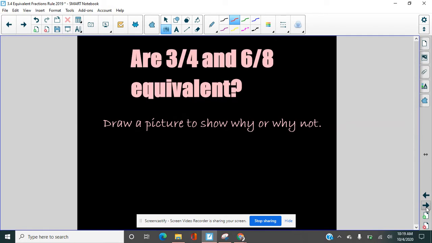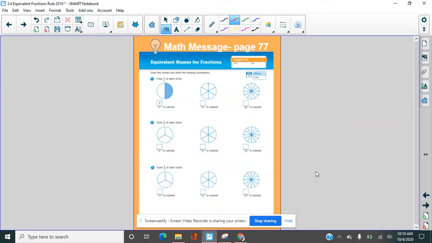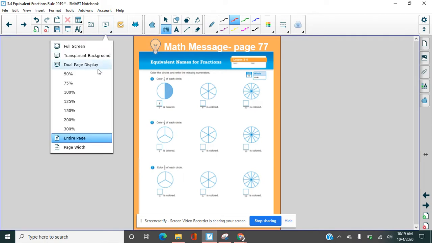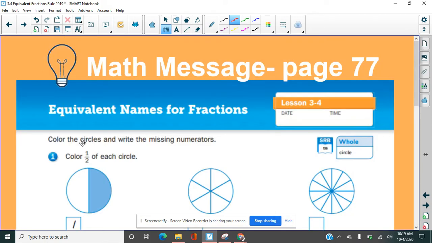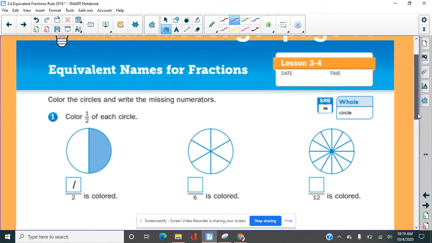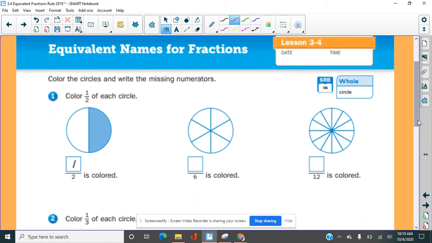Now, let's go into this page in your math journal. Okay, so go ahead and take a moment and find page 77 for me. All right, we're going to work on this a little bit together and a little bit on your own. First thing we need to do here is to color 1/2 of each circle. Okay, so the key thing here is don't worry about the numbers yet. Just color the same exact amount that you see on the first pizza. So we're coloring that and we're coloring that. Don't look at any of the numbers yet.